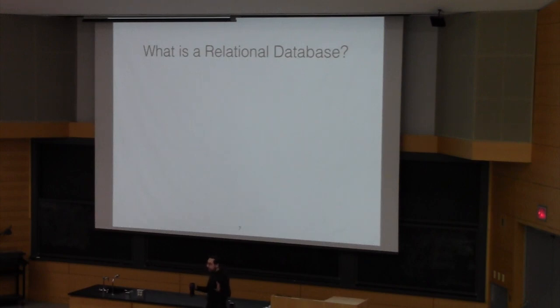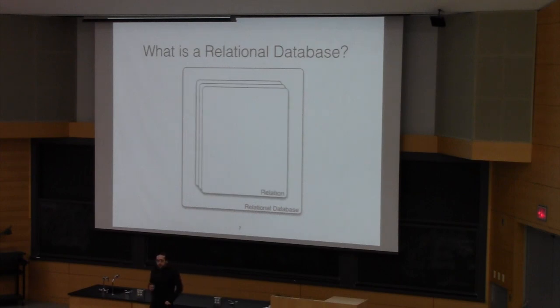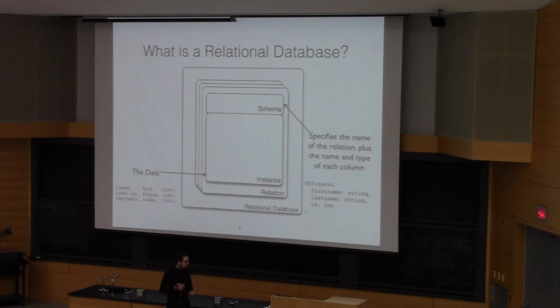Now, I know relational databases might be somewhat passe. I'll give a little bit of justification for why we're using them. There's a couple of terms with respect to a relational database that I want to make sure we're all talking about the same thing. So a relational database consists of a set of tables. And each table consists of a schema describing the table's contents, as well as an instance that actually says what the contents of that table are. So, excuse me, not table, relation.